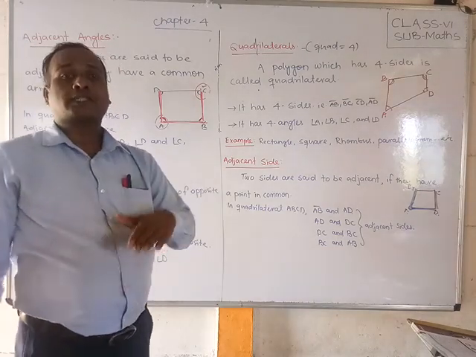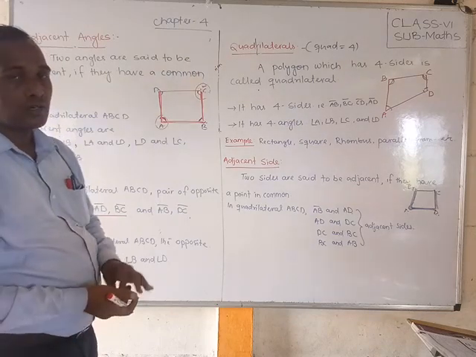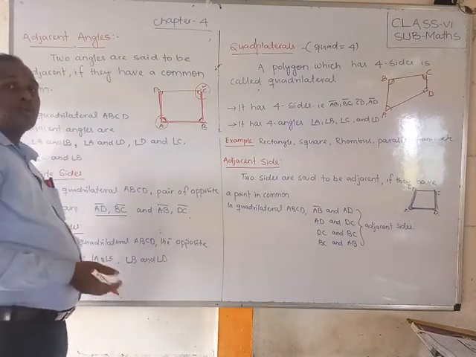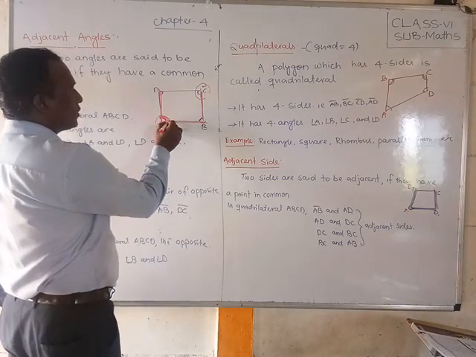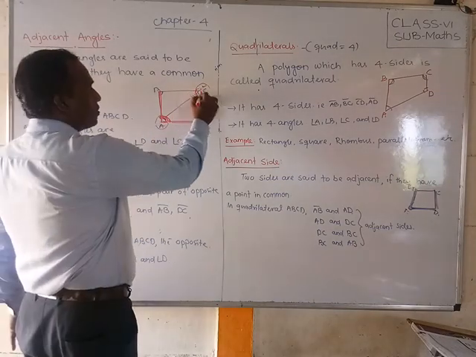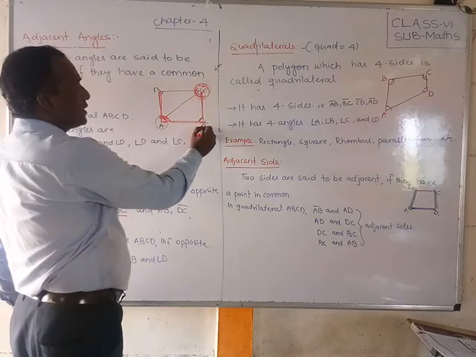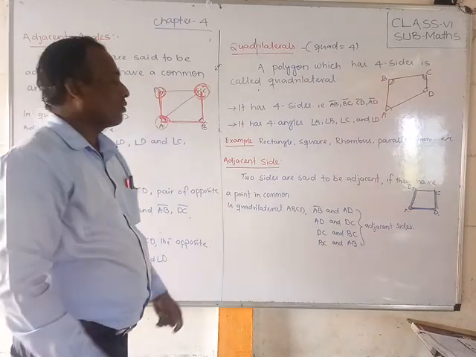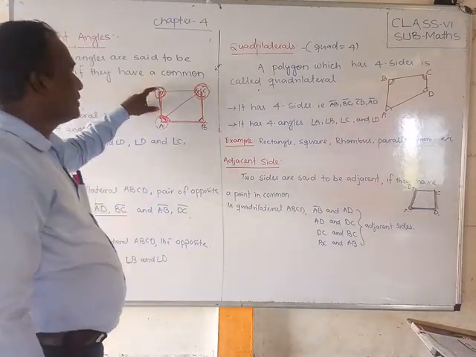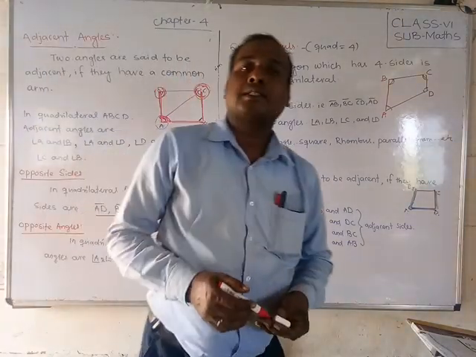Just as opposite sides are in front of each other, the angle in front of an angle is called its opposite angle. So what is the opposite angle of angle A? This one. This angle is angle A's opposite angle. Angle B's opposite angle is this one, which is not an adjacent angle. So these are the opposite angles, adjacent sides and adjacent angles.